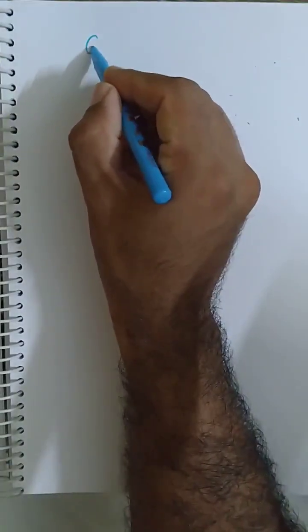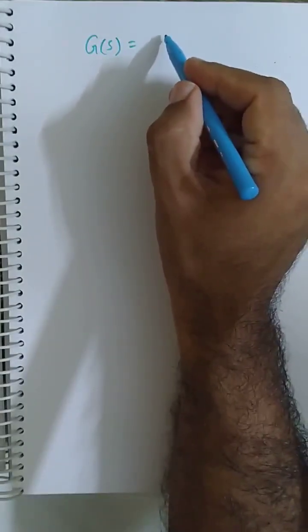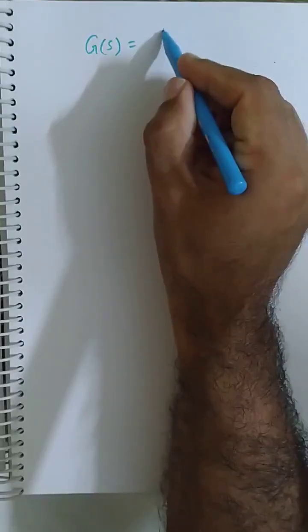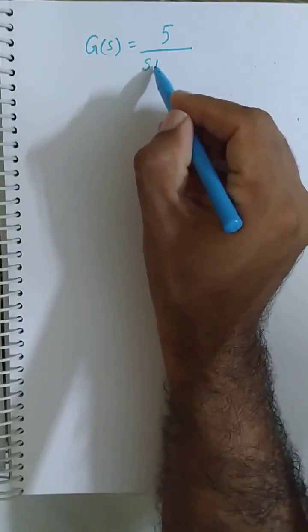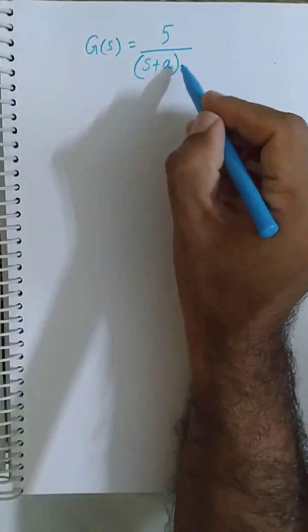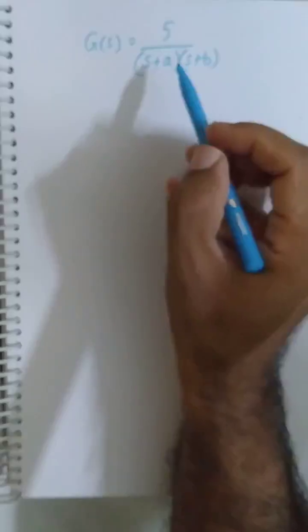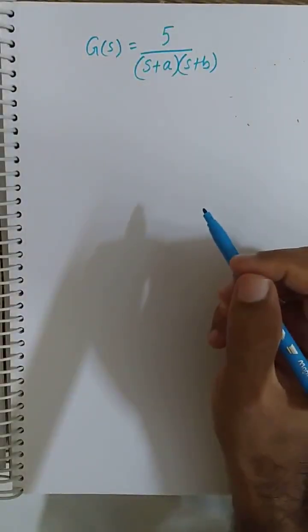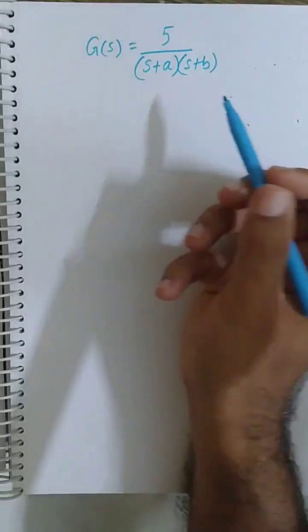For example, if G(s) is given as simply some constant, let's say 5, by (s plus a)(s plus b), right? For such cases, where a and b are real and distinct, not equal, it is quite easy, right? For such cases, it is quite simple to find the response. I can even just find it through inspection.